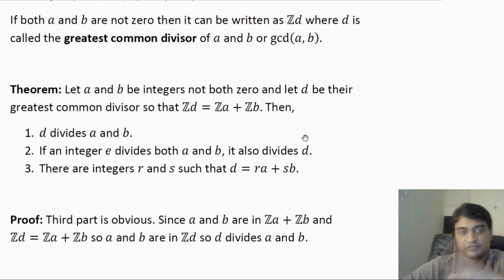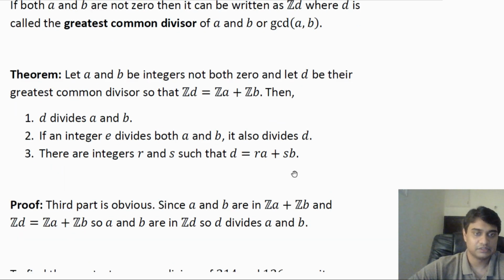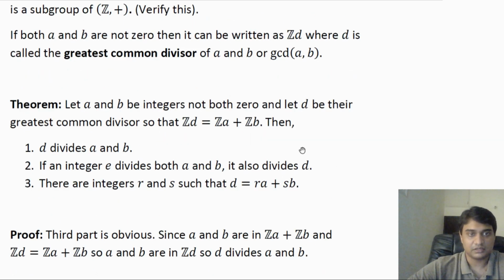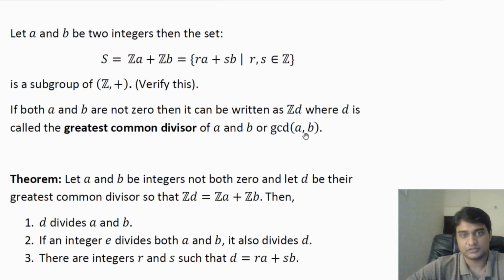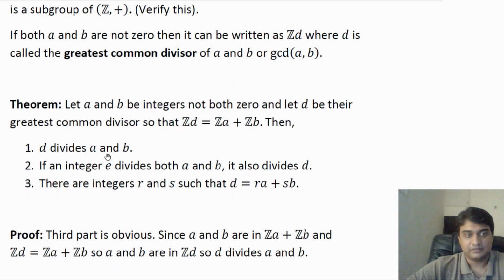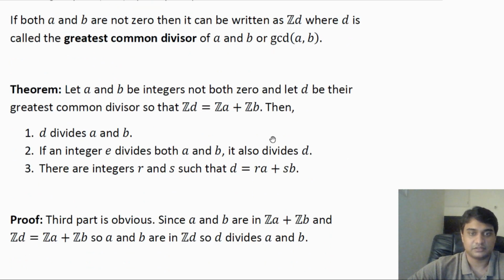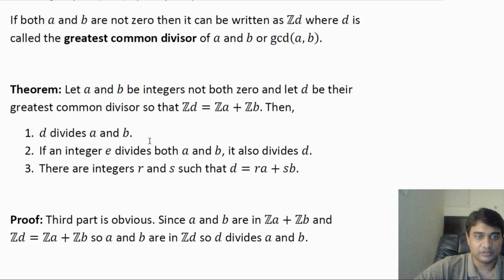So the definition that we learned a long time ago was that the greatest number that divides both A and B is the greatest common divisor. Now we see that by defining it differently, in terms of this element of a set, we deduce as a theorem that such a thing is the greatest common divisor.